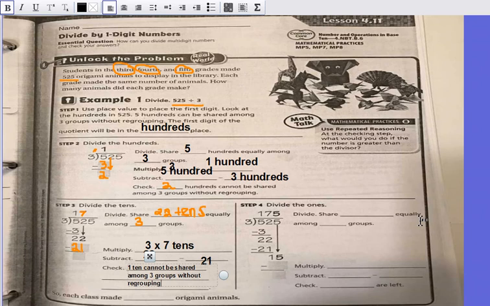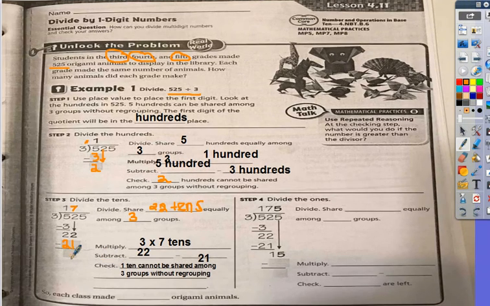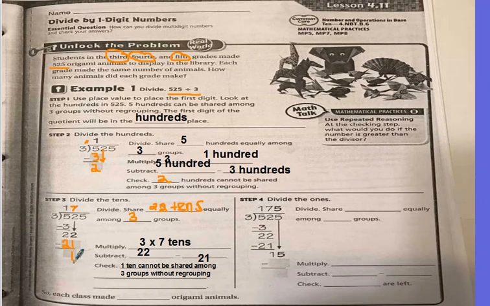So now I'm going to go back and finish 22 minus 21, which is a 1. And then my last step is to bring this 5 down. So we're going to go over to step 4, and I brought my 5 straight down.